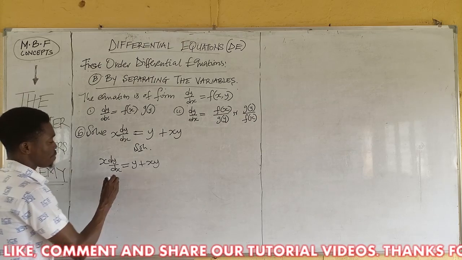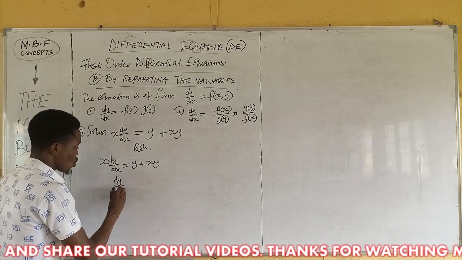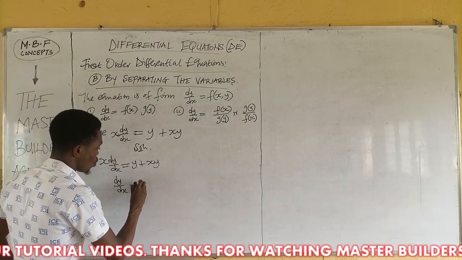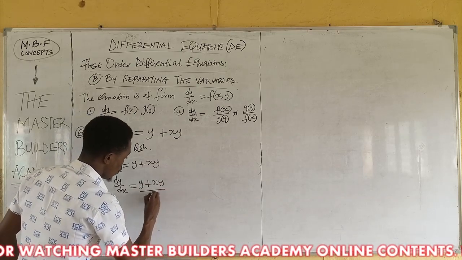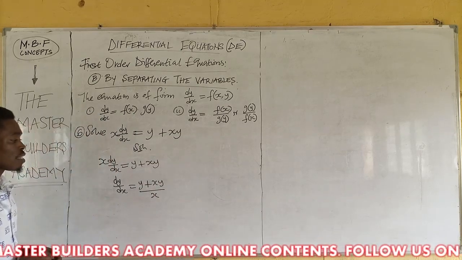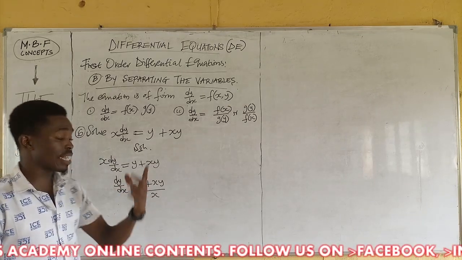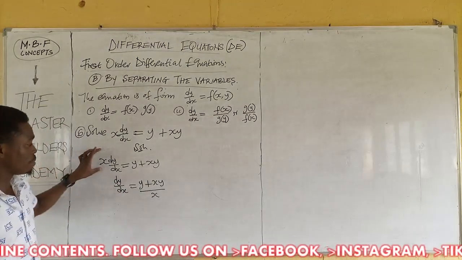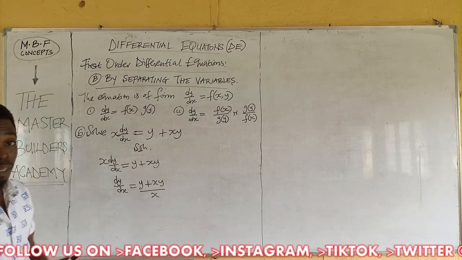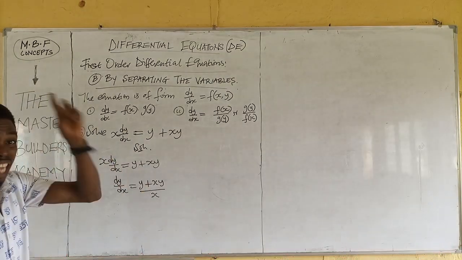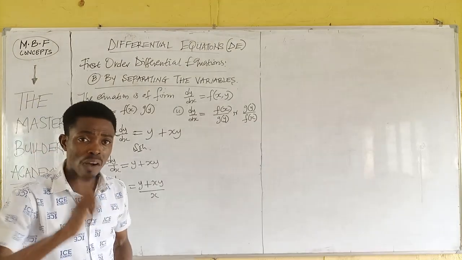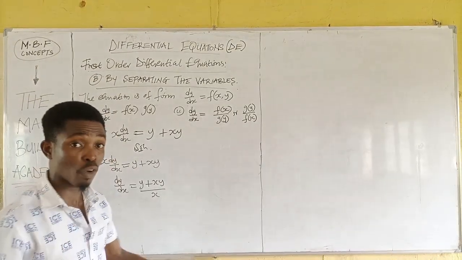And when we divide both sides by x, guys, we are going to have dy over dx is equal to y plus xy all over x. This is the first thing we do. We divide both sides by x. So we will have already eliminated x from the left hand side. Now the coefficient of dy over dx is 1. This is the first thing you must do. You must ensure that the coefficient of dy over dx is 1 before you take any further step.